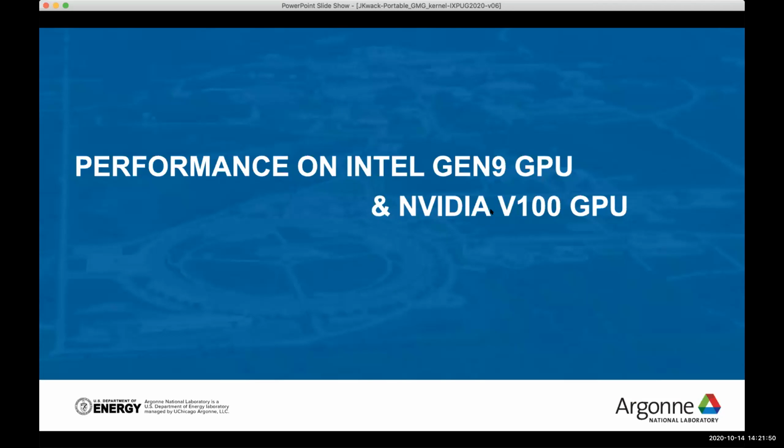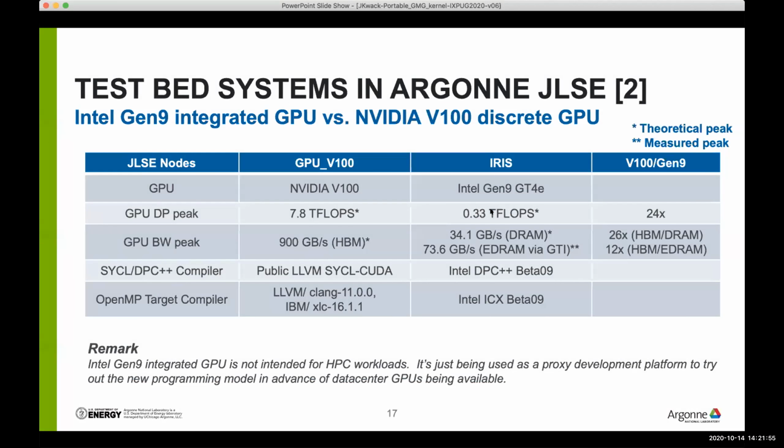And then I measured the performance on Intel Gen 9 GPU and NVIDIA V100 GPU. For this test, I used the testbed system at Argonne, named JLSE. JLSE has a lot of interesting architectures, as David presented before. In this talk, I tested this code on the Intel Gen 9 integrated GPU and the NVIDIA V100 discrete GPU. Before we start, the Intel Gen 9 integrated GPU is not intended for HPC workloads. It is just being used as a proxy development platform to try out a new programming model in advance of the data center GPU being available.